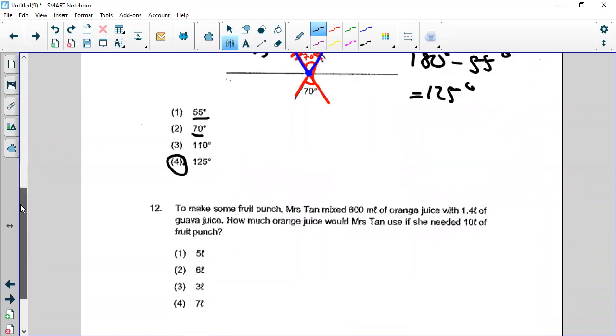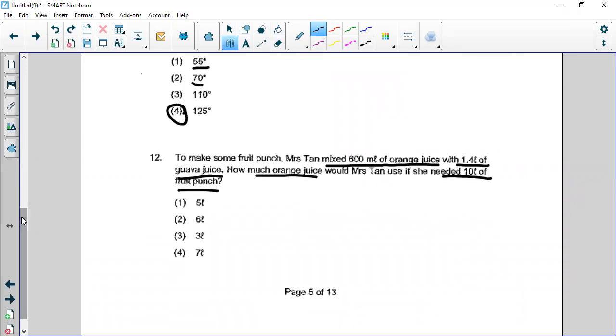All right. Okay, question 12, ratio. To make some fruit punch, Mrs. Tan mixed 600 ml of orange juice with 1.4 liters of guava juice. So how much orange juice will Mrs. Tan use if she needed 10 liters of fruit punch? Now, there's no ratio in this problem, all right? There's no ratio here. So which means that you can use a method to find the answer. What's the method? Ratio method.